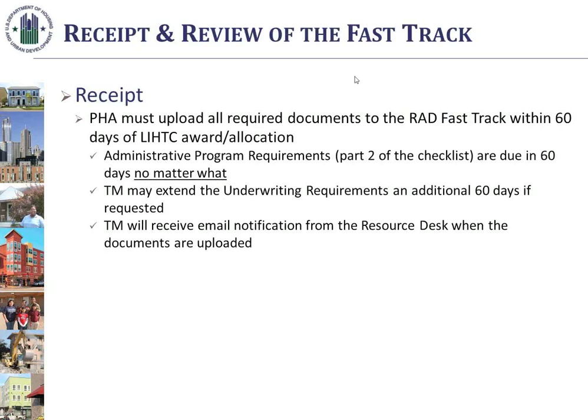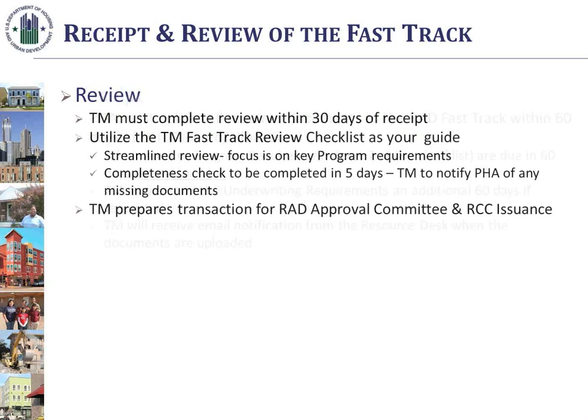So the way it works, the PHA has to upload all the required documents to the fast track matrix on the resource desk in 60 days. There are two different types of documents, the underwriting documents on the checklist and then the administrative program requirements. The administrative program requirements, like the significant amendment, relocation checklist, PIC removal, all those are due in 60 days no matter what. However, the RAD team will consider a 60-day extension for the underwriting requirements. So those pieces can be extended, but not the administrative requirements.